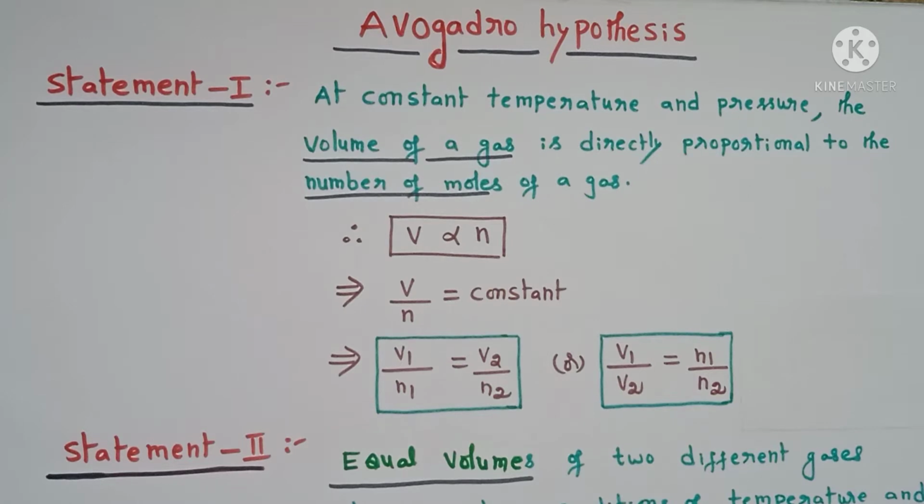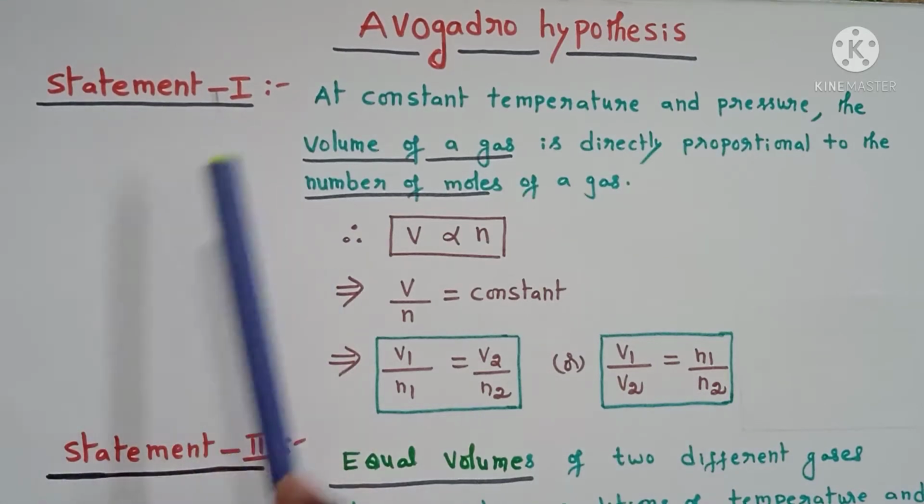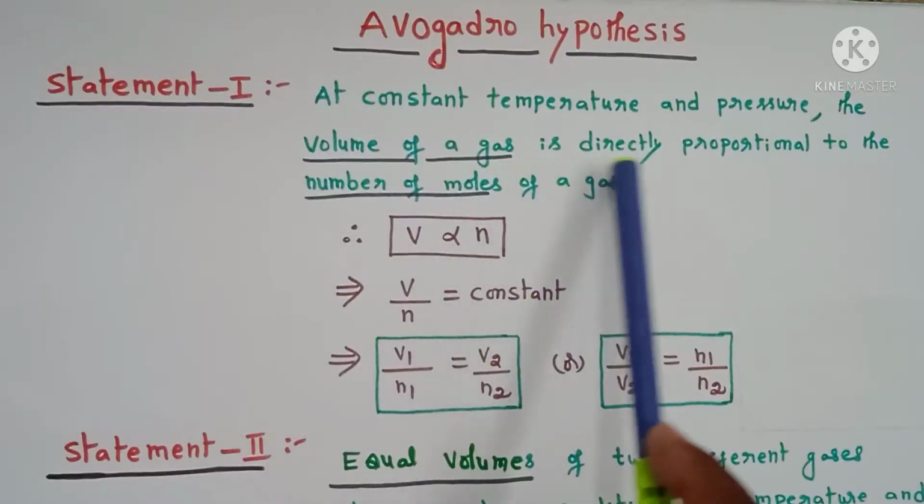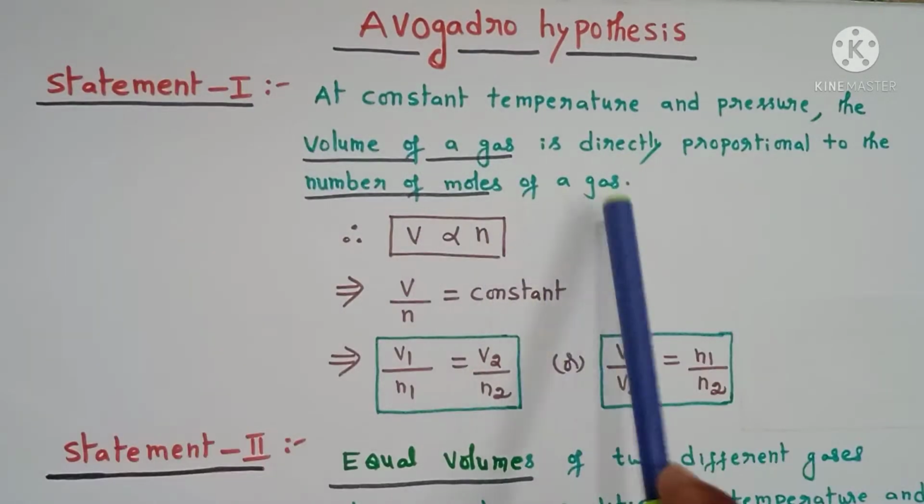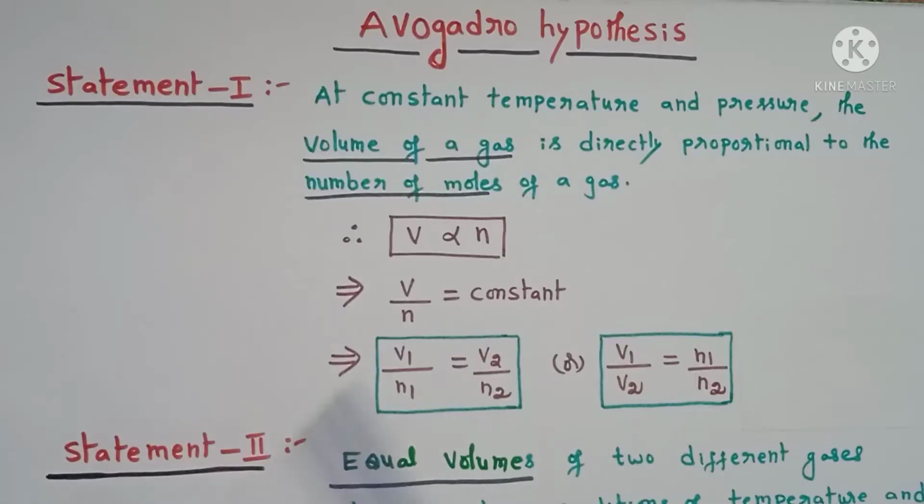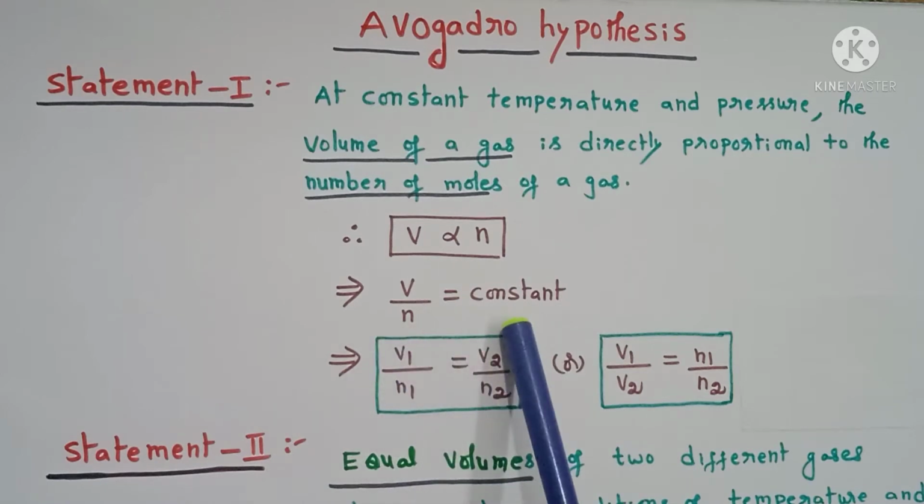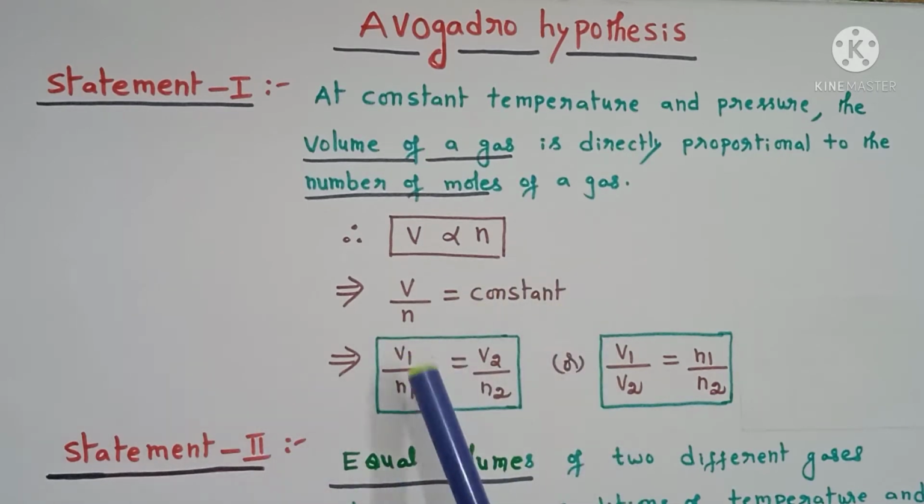Hi students, welcome to the NEET preparation series. Today I am going to discuss the concept of Avogadro hypothesis. Under Avogadro hypothesis, there are two statements. One is at constant temperature and pressure, the volume of a gas is directly proportional to the number of moles of that gas. That means V is directly proportional to N. Therefore, V by N becomes constant. V1 by N1 equals V2 by N2, or V1 by V2 is equal to N1 by N2.